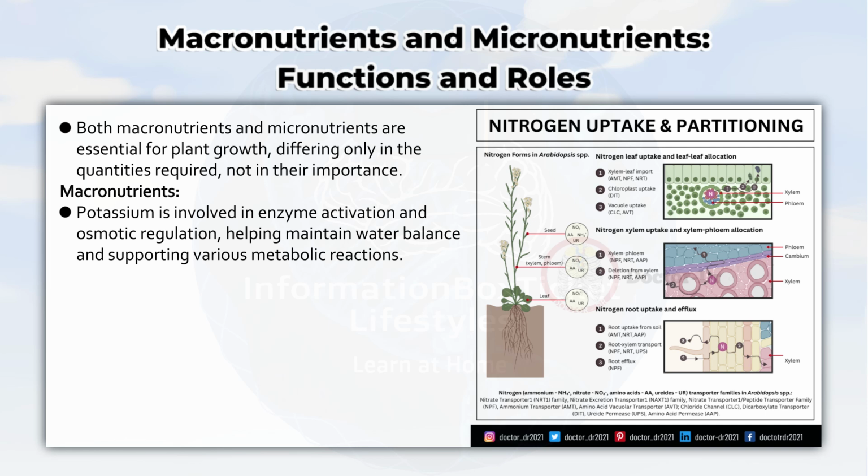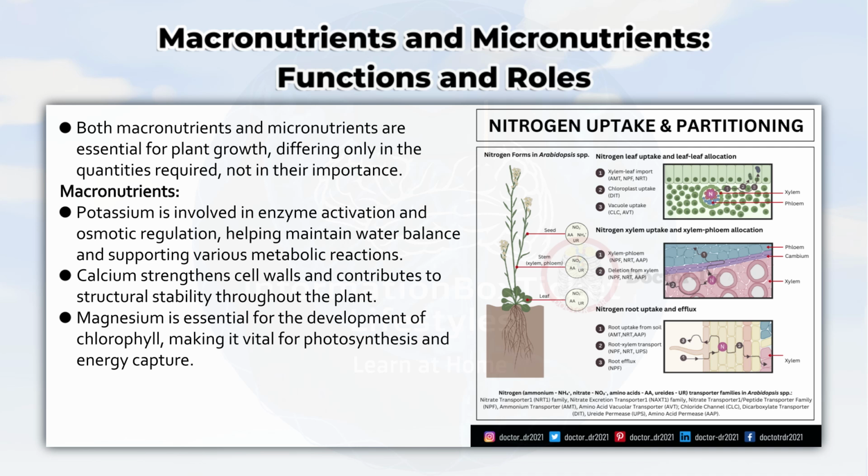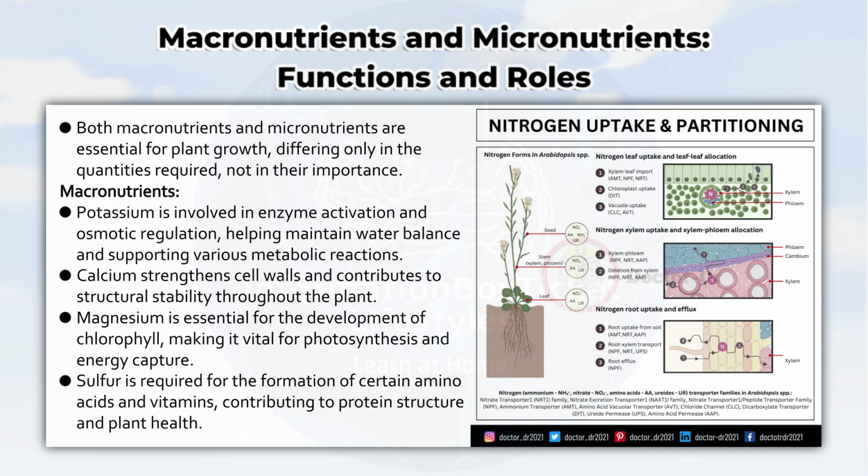metabolic reactions. Calcium strengthens cell walls and contributes to structural stability throughout the plant. Magnesium is essential for the development of chlorophyll, making it vital for photosynthesis and energy capture. Sulfur is required for the formation of certain amino acids and vitamins, contributing to protein structure and plant health.